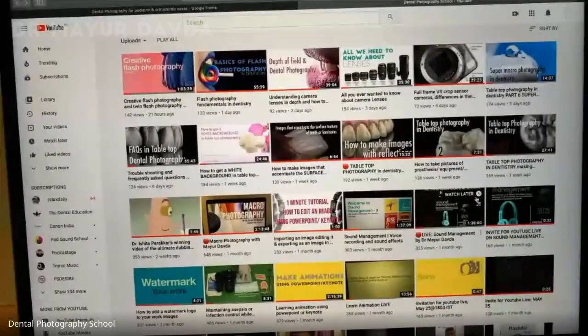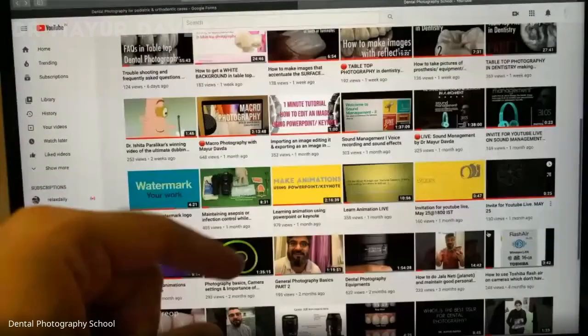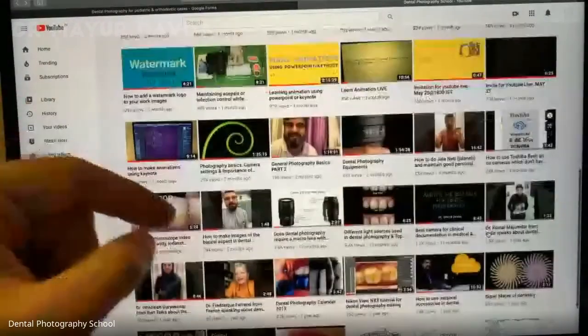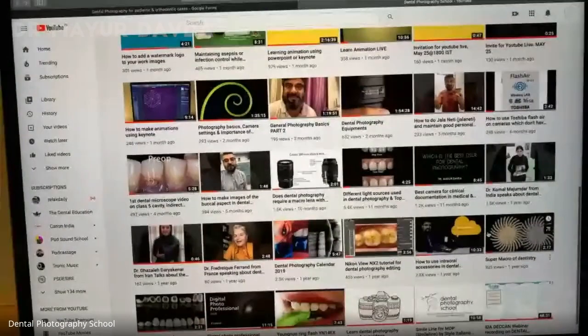So according to me, the ideal camera for dental photography is Canon 1300D. It's least expensive, very light in weight. It has Wi-Fi. So there is a video on my YouTube channel called What is the best camera for dental photography and documentation, which is this one. I would recommend you all to go ahead and see that.